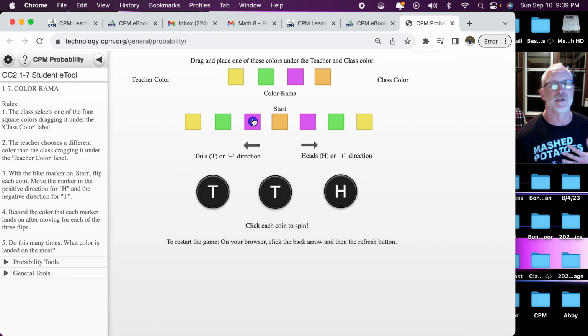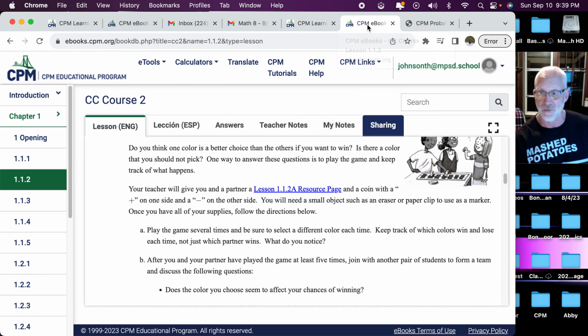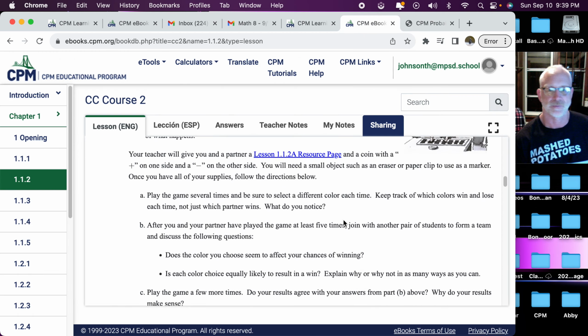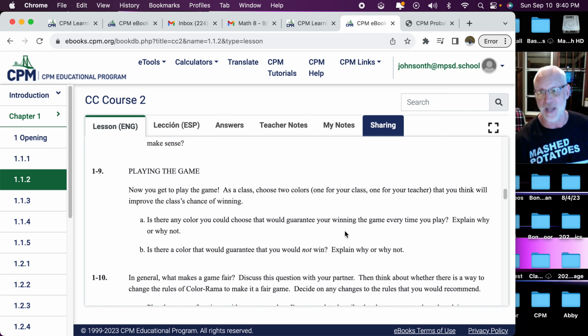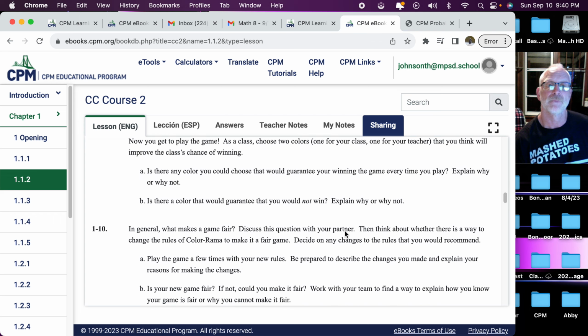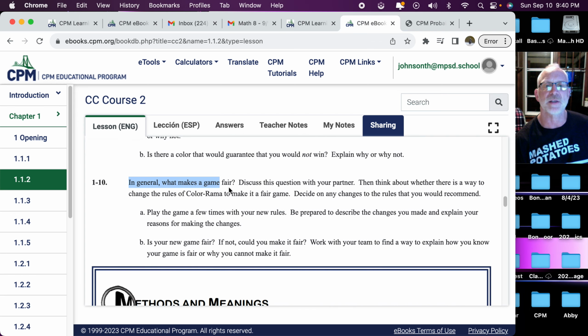Then we got together as a group, and they said, okay, Mr. Johnson, you're going to be this color, and we're going to be this color. And then we competed for free armies on your next turn for Risk. You can probably guess which color they picked, and maybe the color they gave to me. Then we talked about what makes a game fair.